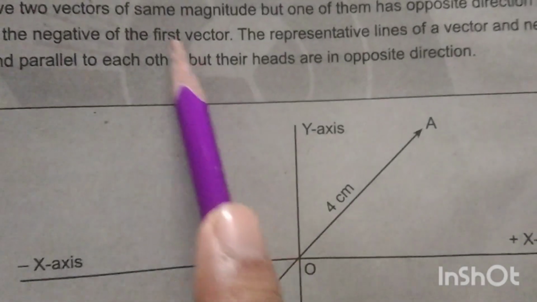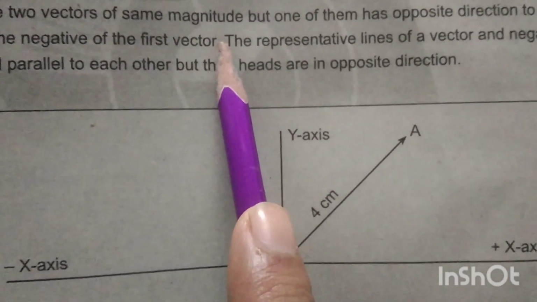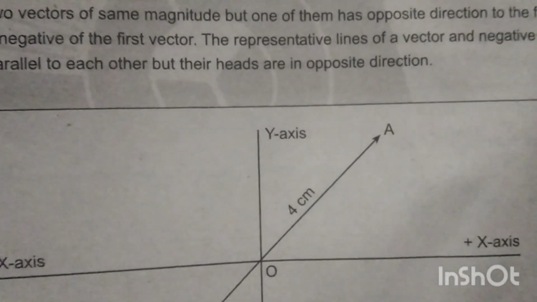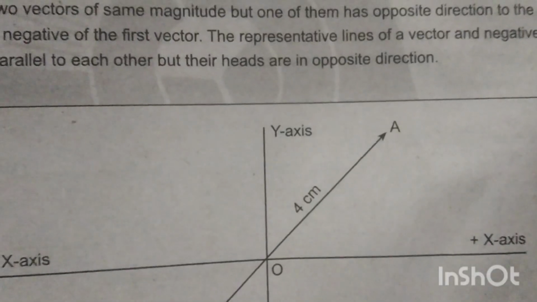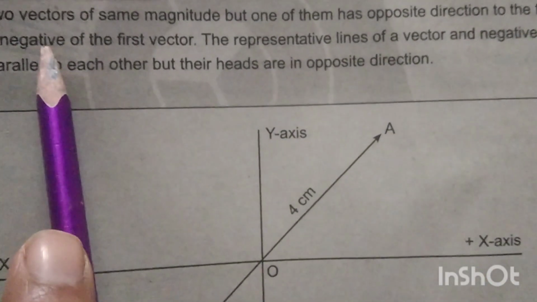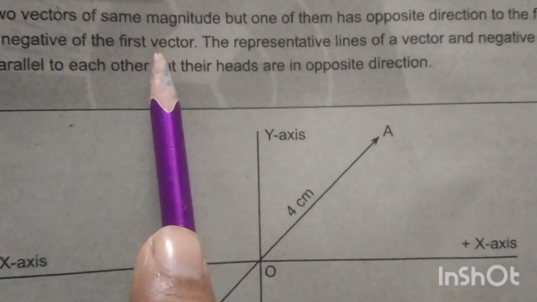Negative vector. Most importantly, students are confused when two vectors have the same magnitude, but one of them has the opposite direction of the first vector. Their magnitude is the same, but the direction is different. One is opposite to the other, so it's the negative of the first vector.